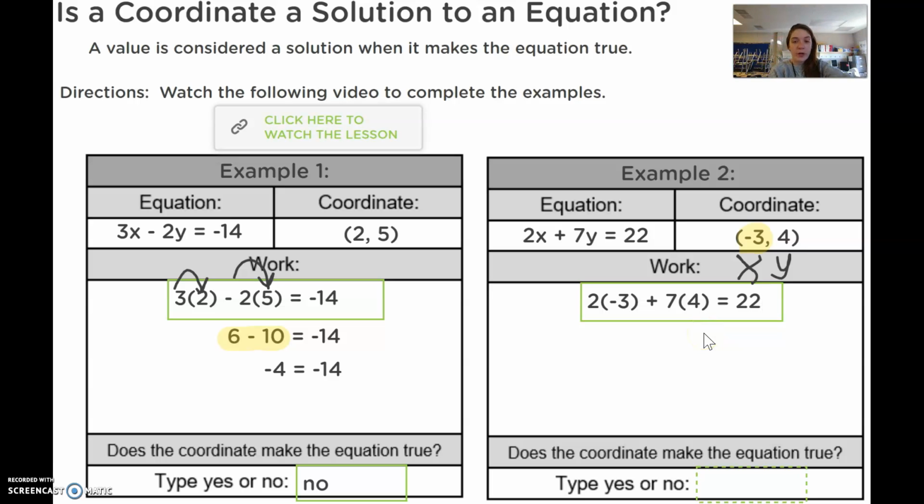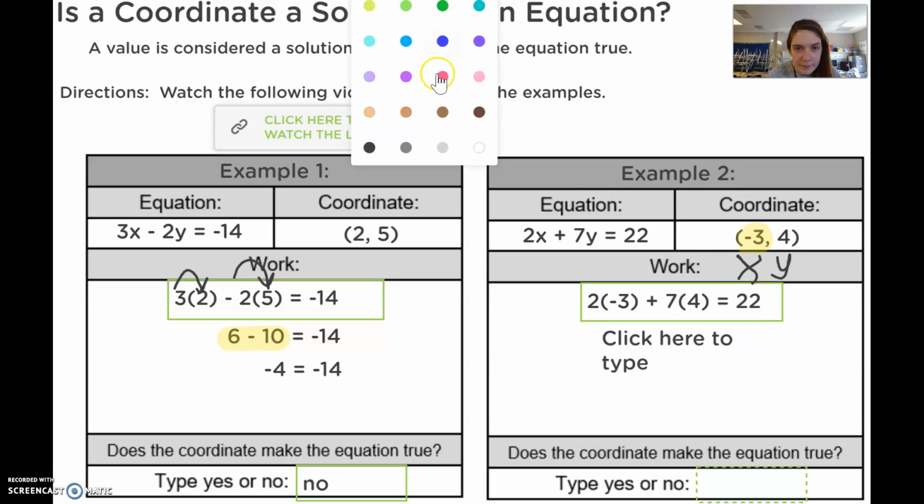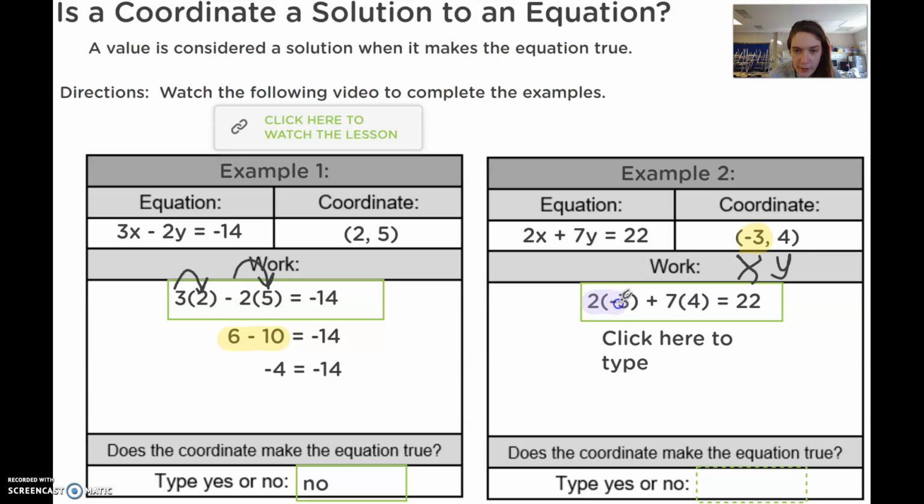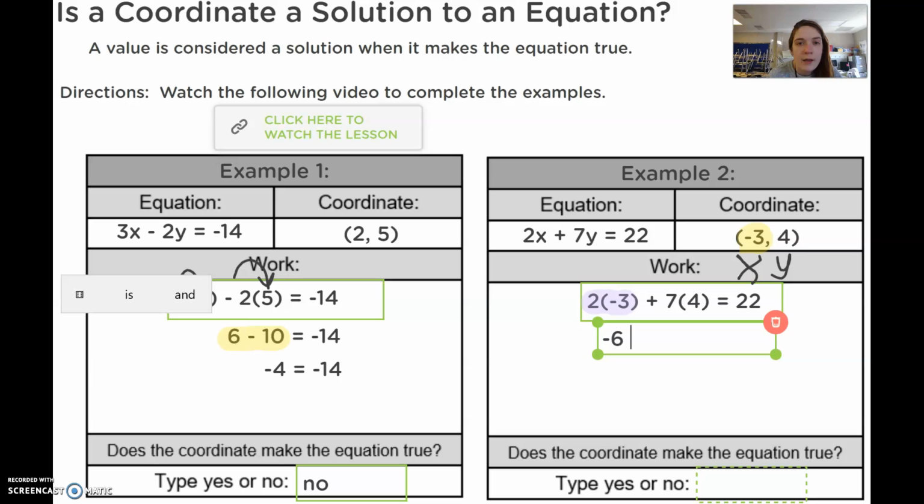There's no variables. We're not solving for a variable. We're just simplifying this equation to see if it's true. First thing I'm going to do is take care of that multiplication. I can multiply the 2 and the negative 3, which is negative 6. And I can also multiply the positive 7 and the positive 4, which is 28. And that's set equal to 22.